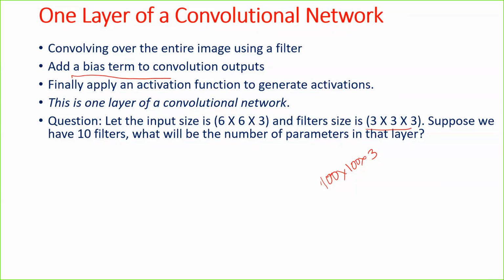Parameters. 280 only. Yes, sir. 27 for filter plus 1 bias term is 28, times 10 filters is 280. Suppose the input size is 1000 by 1000 by 3 and the filter size is 3 by 3 by 3. How many parameters are you supposed to learn? Same 280, right? So it means the number of parameters that you are supposed to learn is independent of the input image size.